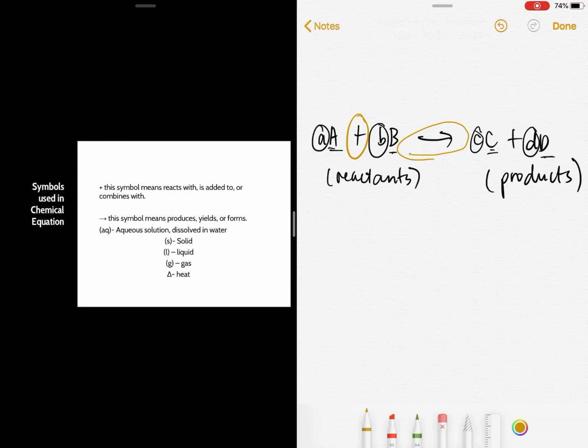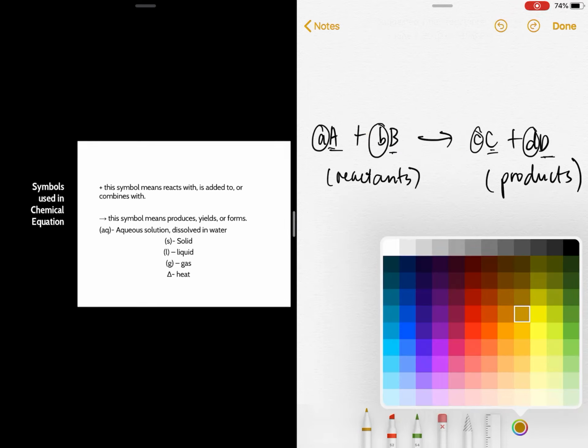So, ibig sabihin, when compound A reacted with compound B, ang na-form niya na products ay si compound C at si compound D. So, compound A reacting with compound B will form or will yield or will produce compound C and compound D. It's very easy? Yes, it's very easy. Now, let's talk about these symbols.